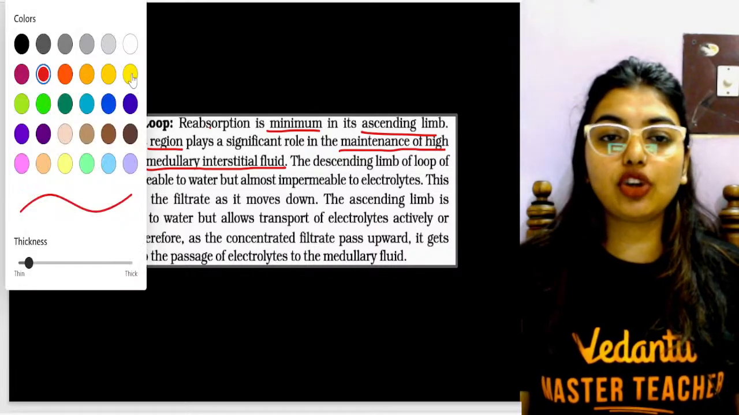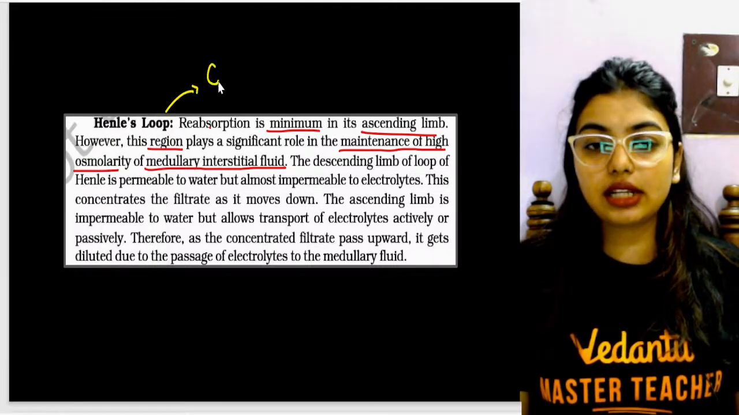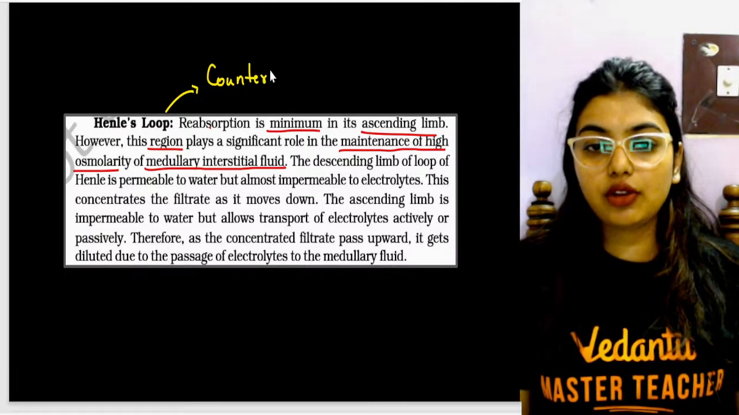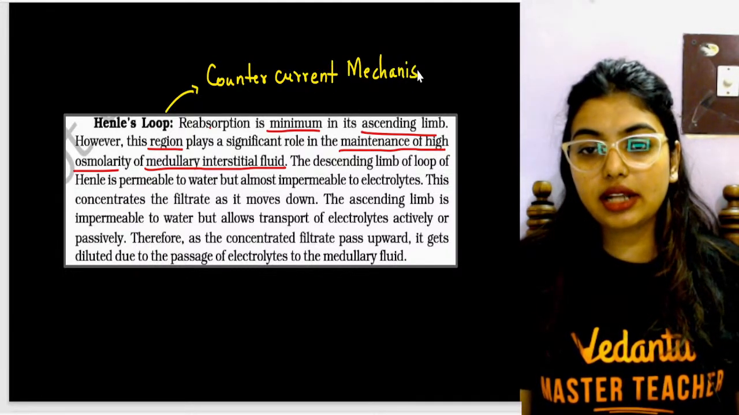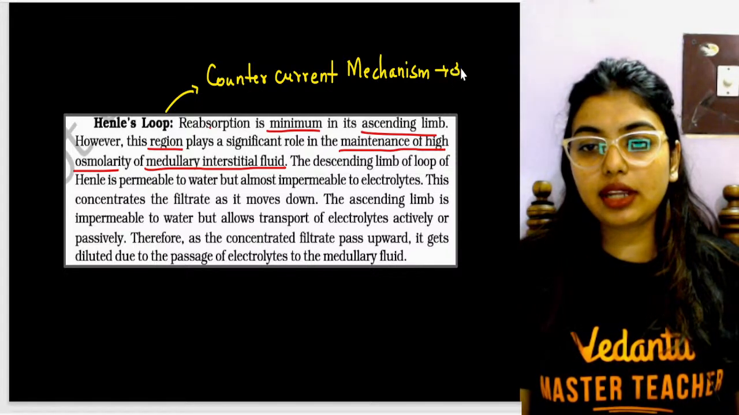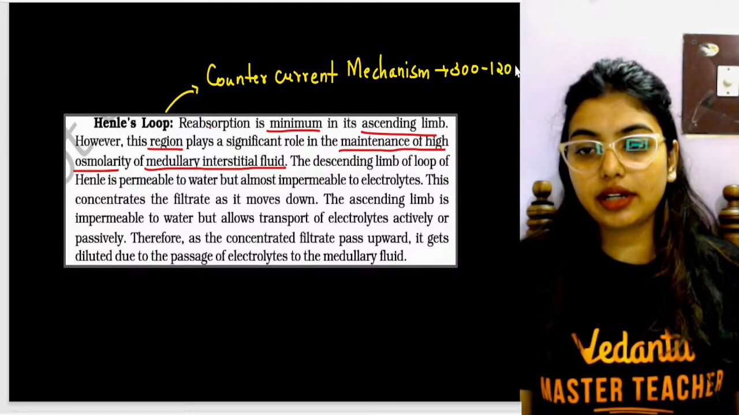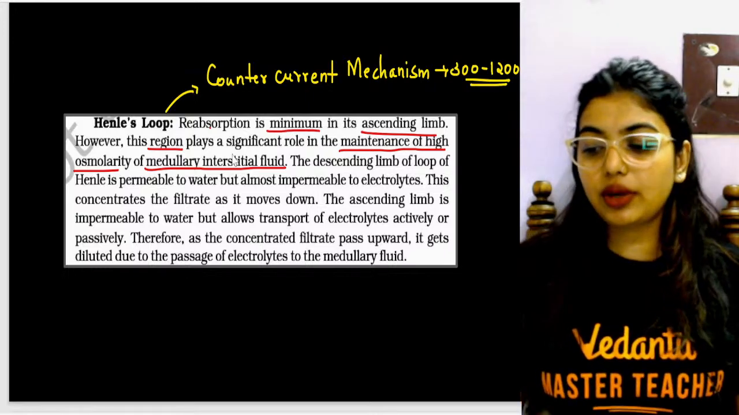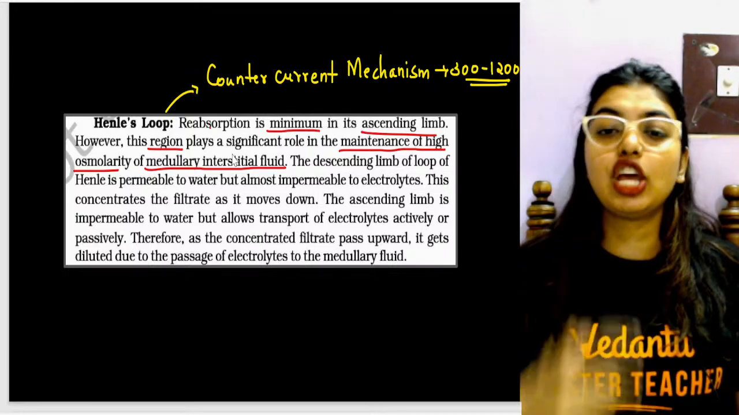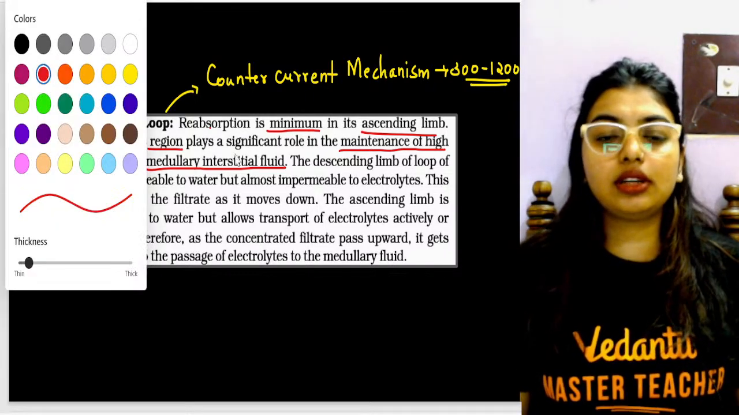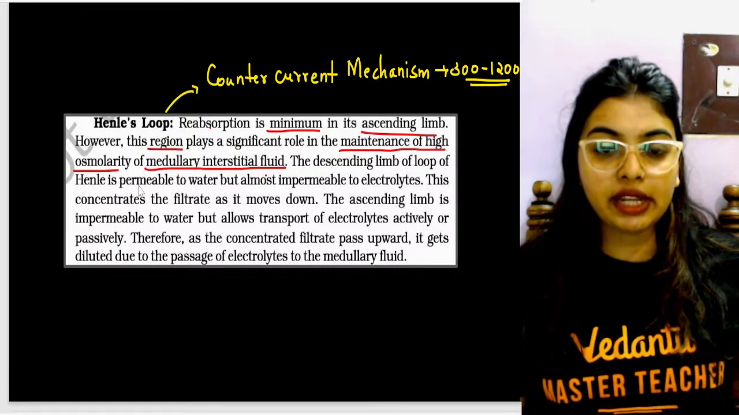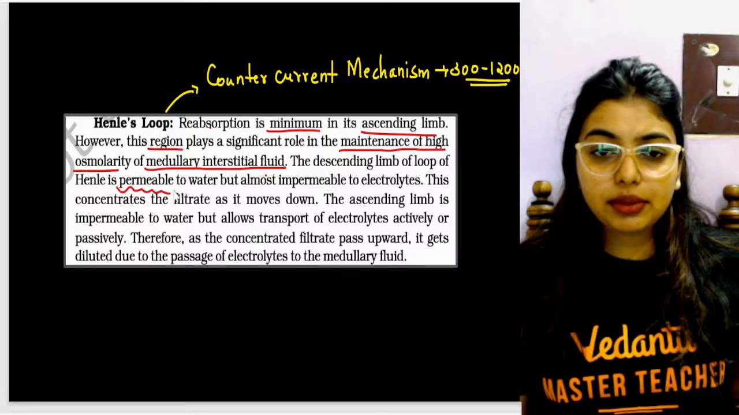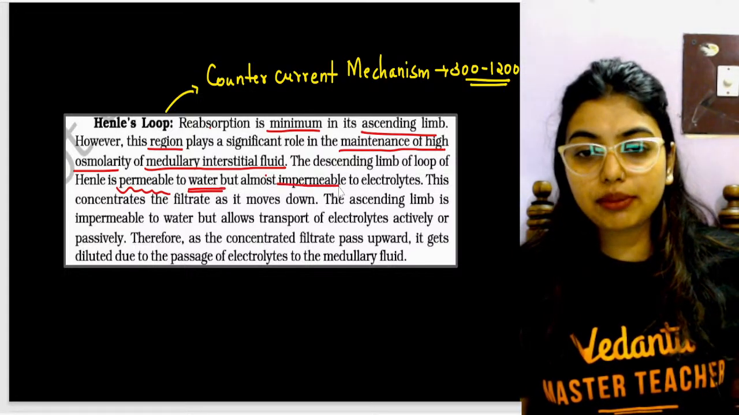So students, main job of loop of Henle is to participate in countercurrent mechanism. Now I'll teach you countercurrent mechanism. Countercurrent mechanism is going to help with the osmolarity. Osmolarity is going to go from 300 up to 1200 milliosmolar. That is going to happen with the help of Henle's loop. So if loop of Henle is not there, then the countercurrent mechanism also will not happen. The descending limb of loop of Henle is permeable to water but almost impermeable to electrolyte.